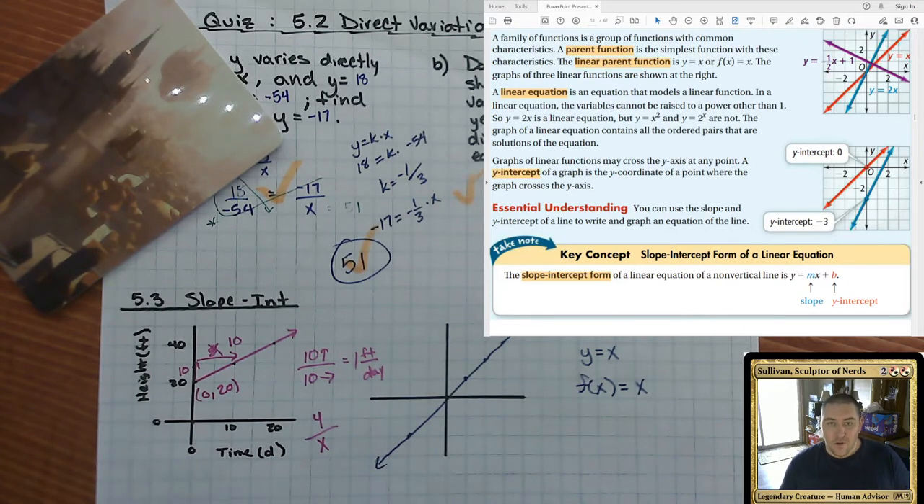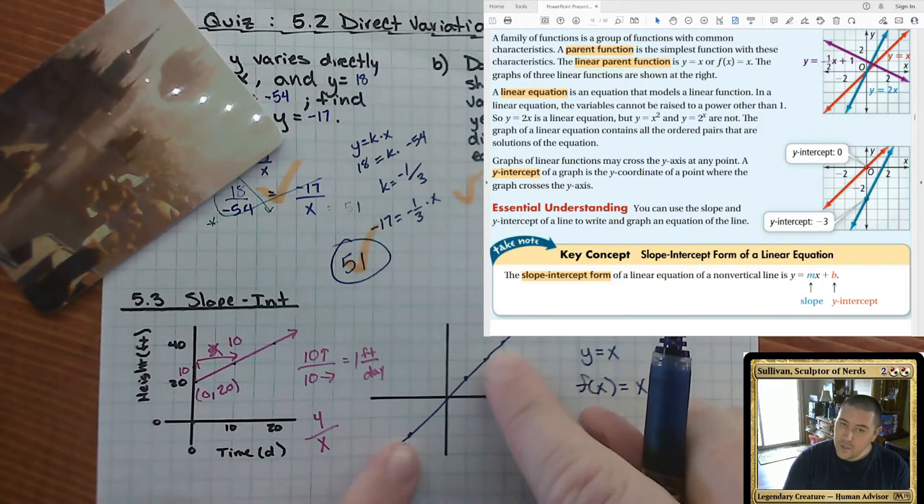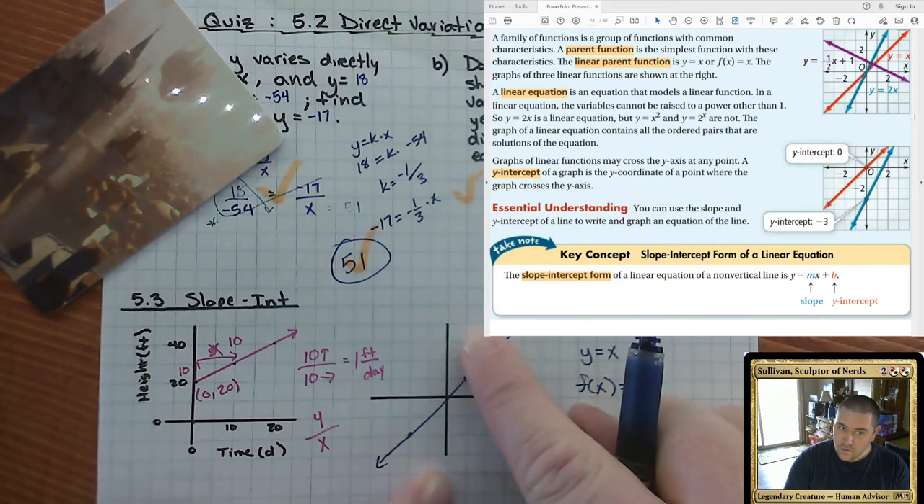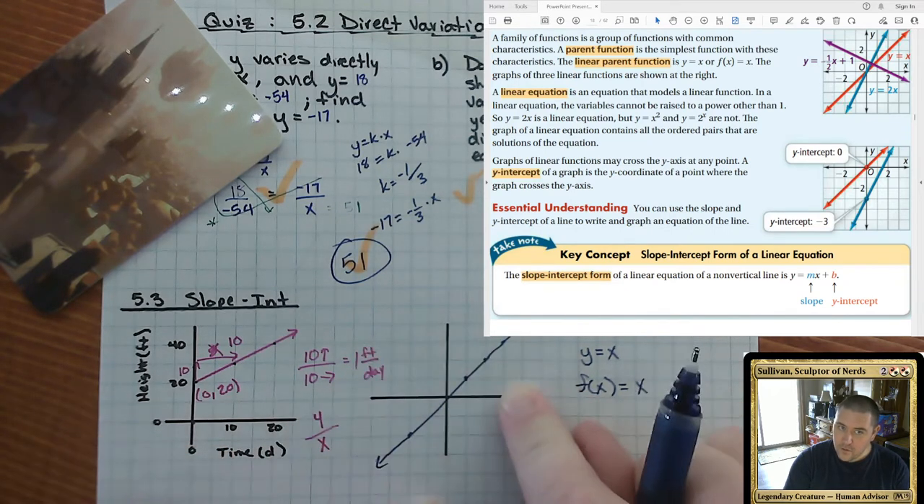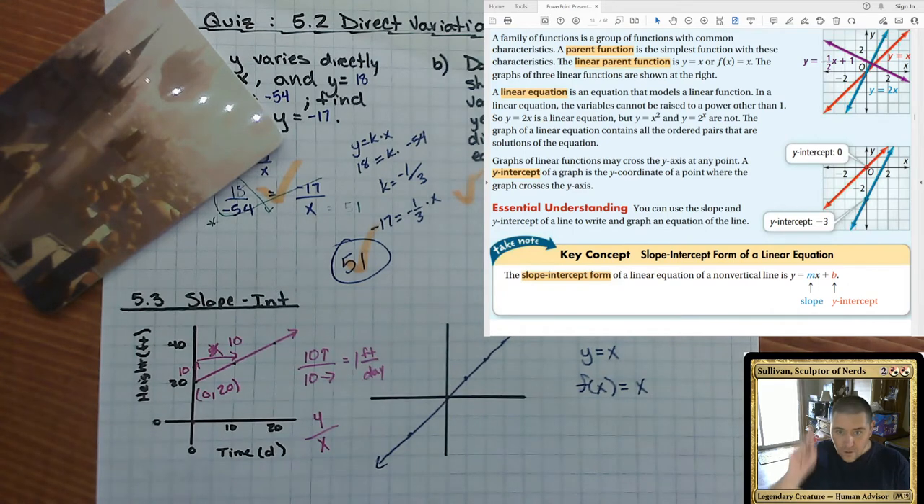And that's the parent function of all linear equations. Every other line that we're ever going to deal with is called a transformation of that. It's going to be moved up or down. It's going to be stretched or compressed. But just like you are an iteration of your parents, every one of the lines we deal with will be an iteration of this. It's just going to get squished, or it's going to get taller, or it's going to move up or down. And that's what all of this stuff is about.